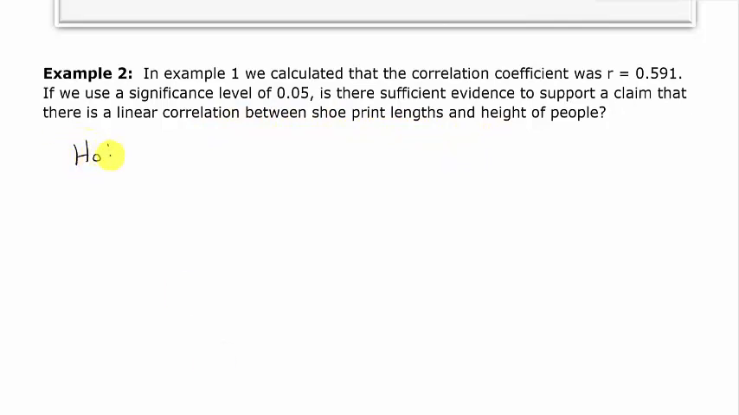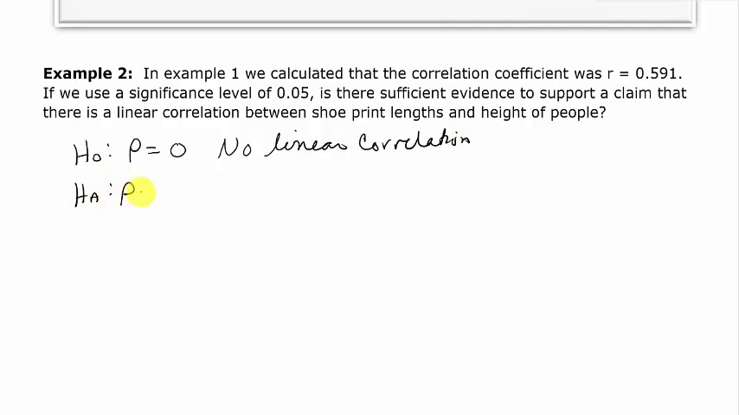So the null hypothesis is always that rho is equal to 0. This indicates no linear correlation. The alternative is always going to be that rho is not equal to 0, and this indicates that there is linear correlation.